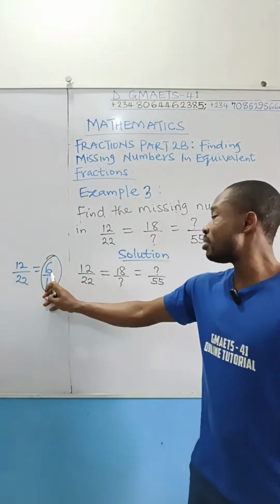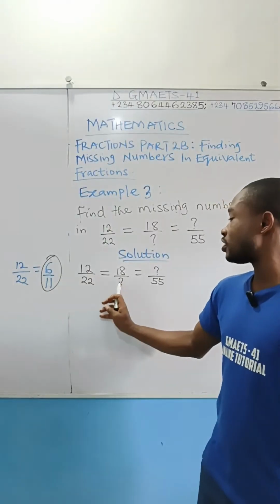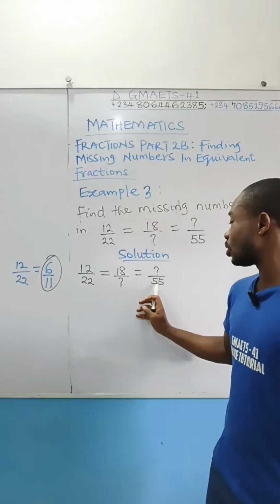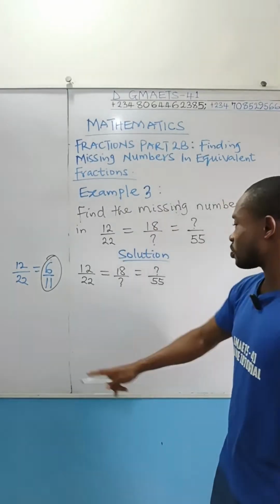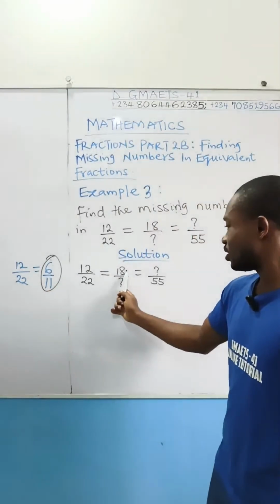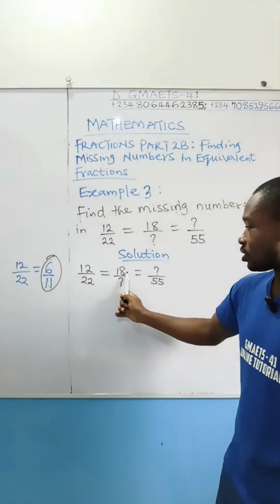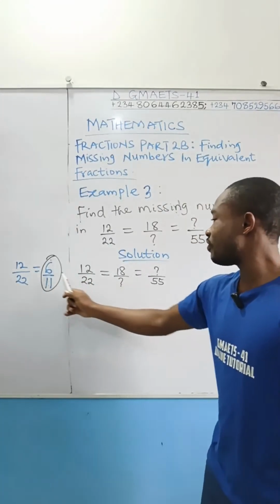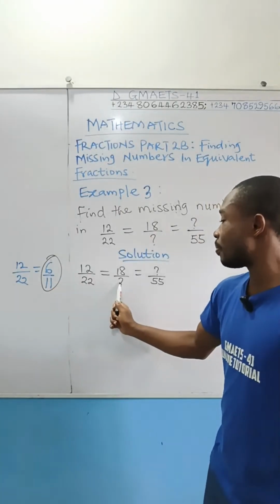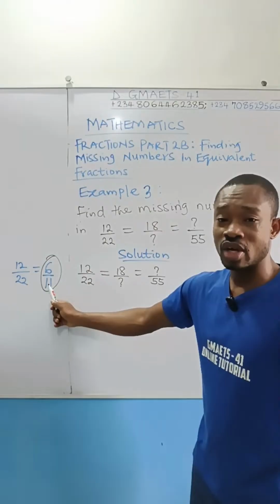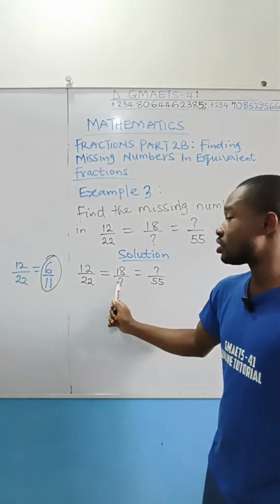I would make 6 over 11 equal to 18 over question mark equal to question mark over 55 if I am solving. So I now ask myself, okay, 6, 18. You know the numerators. 6 and 18. 18 divided by 6 will give you 3. So it means to get this missing number, you multiply this denominator 11 by what? 3, making this to be 33.